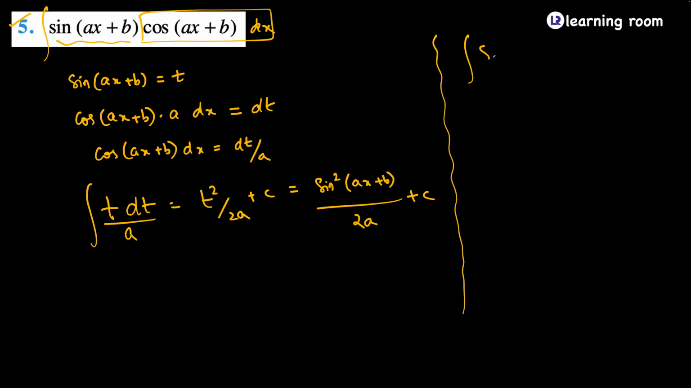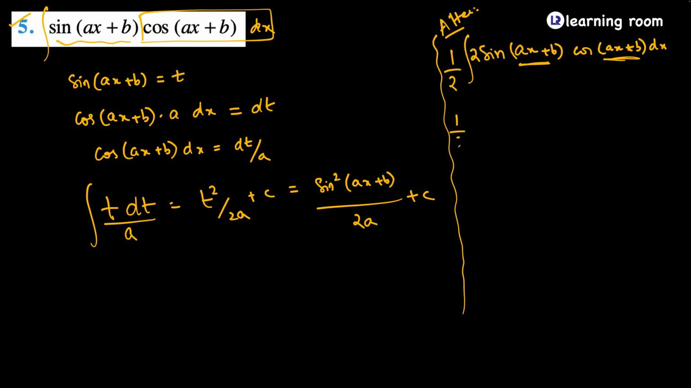So the alternate way: the integral of sine of ax plus b times cos of ax plus b times dx. Remember, here I directly went with the substitution. The alternate way, whenever sine and cos have the same angle within them, you can always multiply with 2 and divide with 2, so that it becomes 2 sine a cos. Am I clear with it?